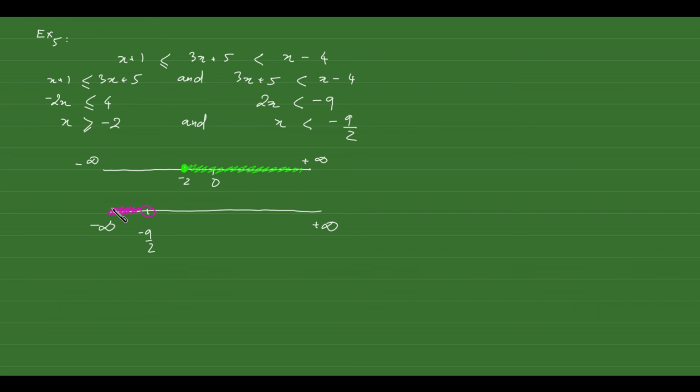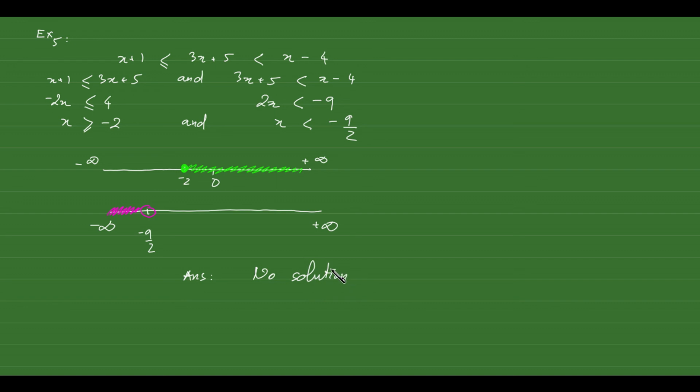Now we want to find the intersection. Can anyone tell me where the purple and the green are overlapping? Oh, we don't have anything overlapping, right? It's not even overlapping. So it means that we don't have any element, any point, any value in common. So it means the final answer for this compound inequality will be no solution.